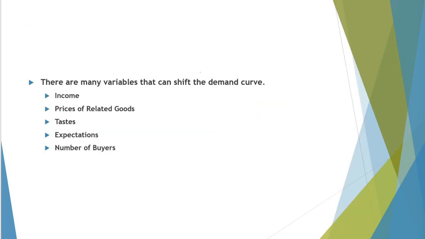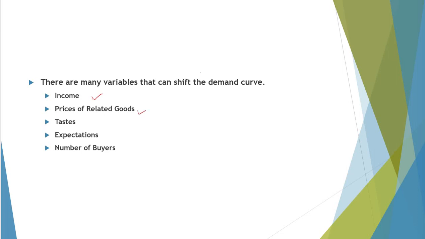There are many variables that can shift the demand curves. Antaranya income. Tadi kan kita cerita kalau the income is constant but the price of the goods keep increasing, demand dia akan berkurangan because we cannot buy the goods sebanyak yang kita biasa beli. So therefore income is also one of the variables that can shift the demand curves.